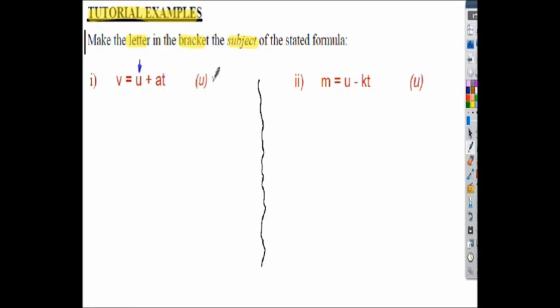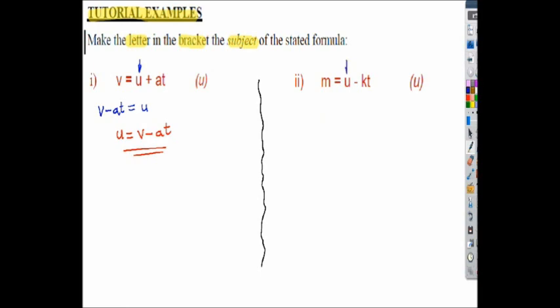At the moment v is the subject. So the first thing I'm going to do is remove at from the right hand side. We've got a positive at, so I need to subtract it from both sides. So my next line would be v minus at, and that's equal to u. I've now got u as the subject of the equation. I'm just going to rewrite the equation with u on the left hand side. And there's my solution.